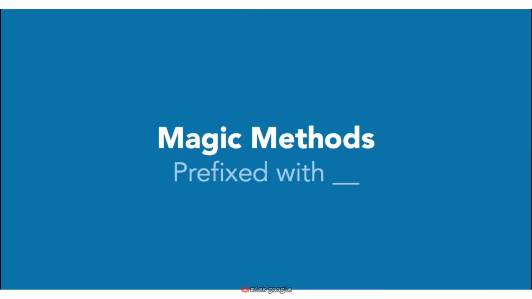Magic methods are always prefixed with a double underscore. And in fact, PHP recommends you do not write any method names with a double underscore, as PHP may in the future add new magic methods.